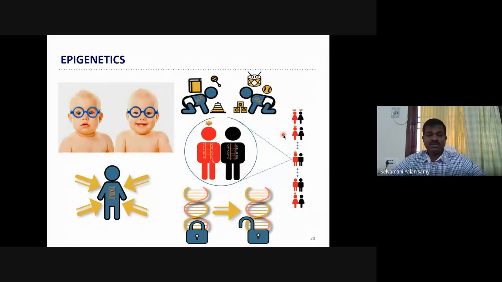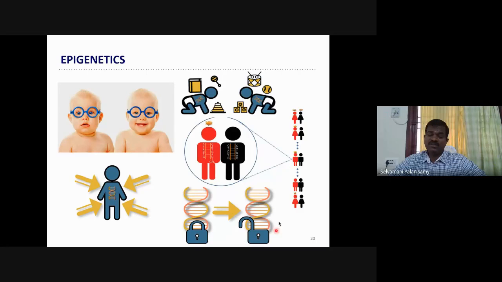Now, coming to the case of identical twins. The DNA is more or less similar for these twins, but these twins were exposed to various quantities of stress, various habits, various stress factors. For baby one, the gene, meaning the DNA, is opened up and then it undergoes certain changes. But for baby two, it may be locked. The memory is preserved.